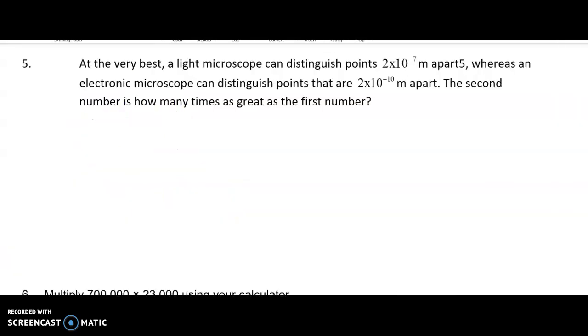Imagine that. Another example: at the very best, a light microscope can distinguish points 2 times 10 to the negative 7th meters apart, whereas an electronic microscope can distinguish points that are 2 times 10 to the negative 10th meter apart. The second number is how many times as great as the first number? To figure this out, we could just determine how many times one of the numbers goes into the other number. So I'm going to say 2 times 10 to the negative 7 divided by 2 times 10 to the negative 10.